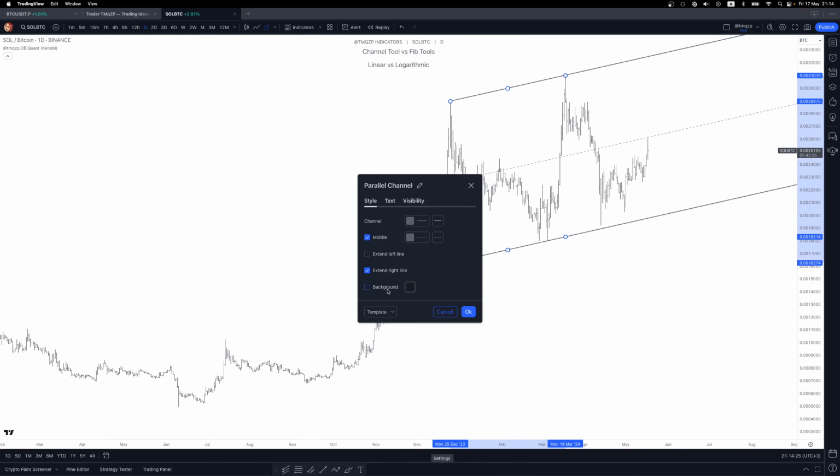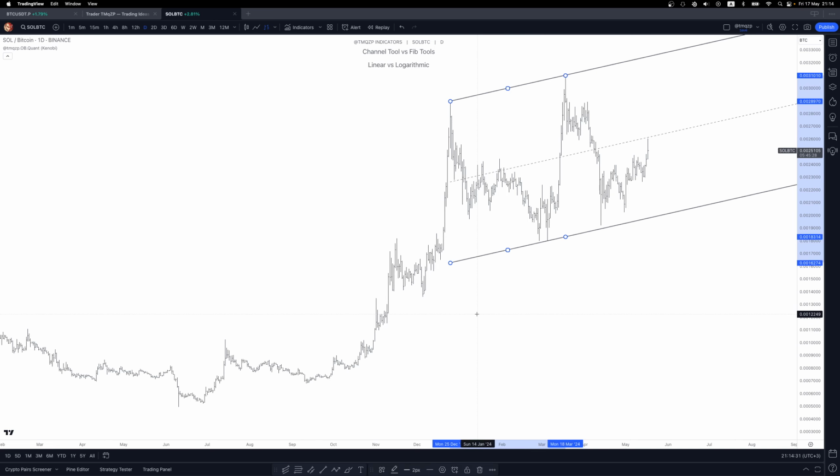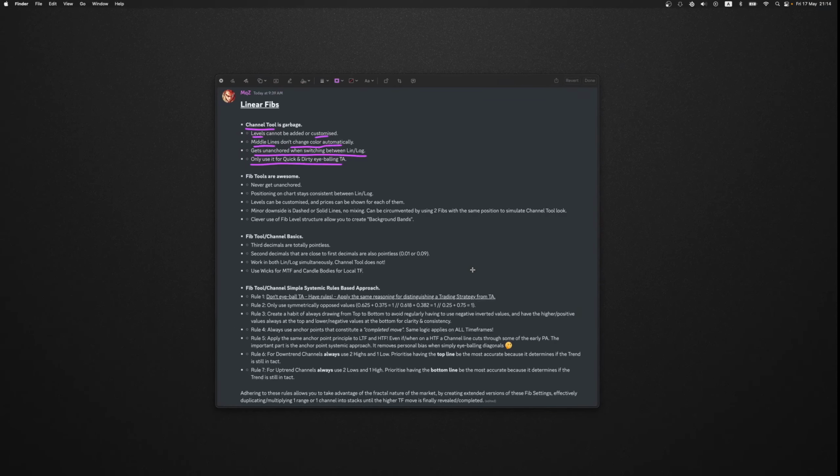And in terms of the settings, there's really not much there. You can extend them and you can have a bit of a background, but that's about it. And yeah, you can add some text. Well, great. All right. So yeah, that's why I don't like the channel tool.